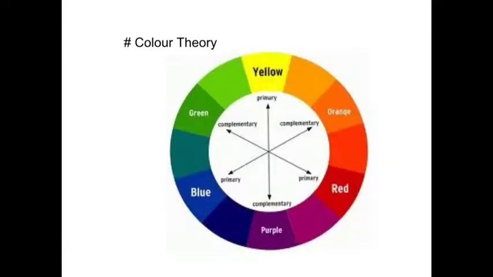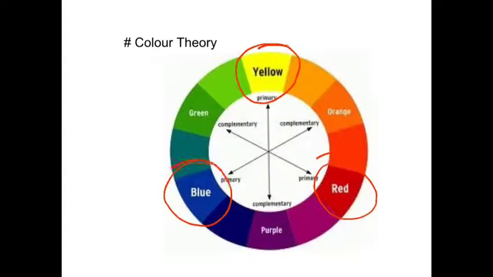Alright, so here you've got a colour wheel, and you can see that there's lots of different colors all the way around, and each one sort of blends neatly into the other. And then there are some different types of colors. So for example, red, yellow, and blue, which I'll just highlight here. Red, yellow, and blue, or yellow, red, and blue are your primary colors.